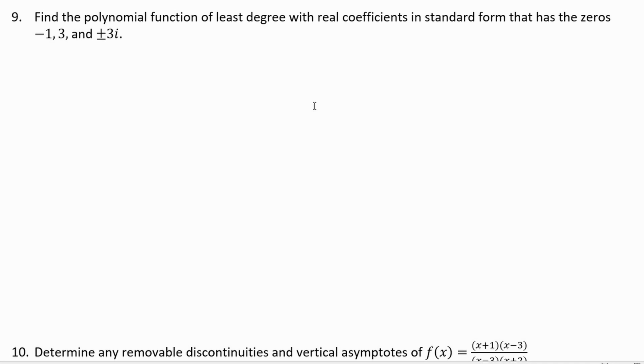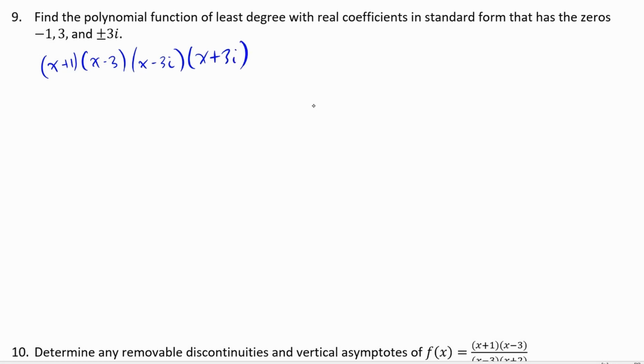All right, moving on to question number 9. We want to find the polynomial function of least degree with real coefficients that has the zeros -1, 3, and positive and negative 3i. So as we're going through this, in order to get the answer, we just want to write down the factors. So like x plus 1, x minus 3, x minus 3i, and x plus 3i. Now let's multiply these out.